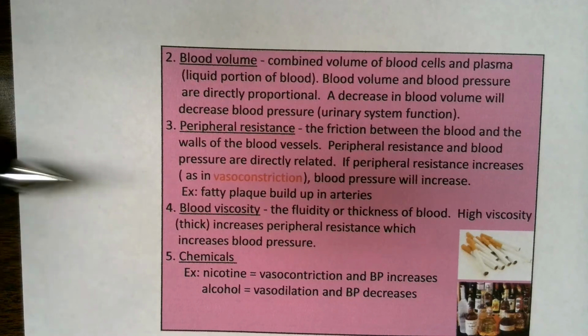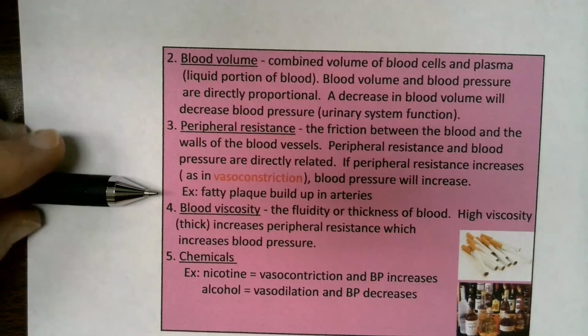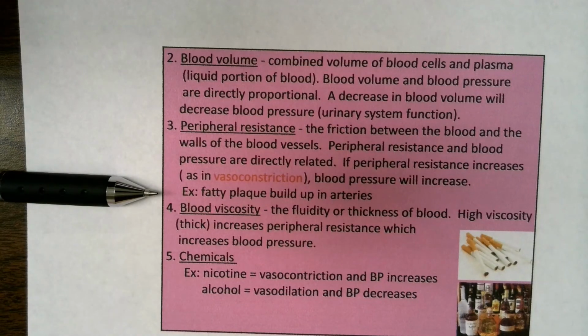So one example of this, and this is really the only thing in your textbook that's talked about with this, is that if you have fatty plaque that builds up in your arteries, then your blood has less diameter through which it can move. And as a result of that, that's going to cause the peripheral resistance to increase. And that's going to then increase blood pressure.